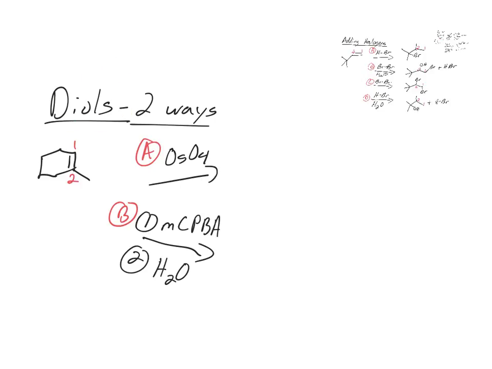So right, making diols, 2 alcohols, not just 1. There's 2 ways to do that. And they have 2 different stereochemistries. One has the diols be syn or cis. The other has the diol be trans. One happens all in 1 step. One takes 2 steps. All right, one takes 2 steps.